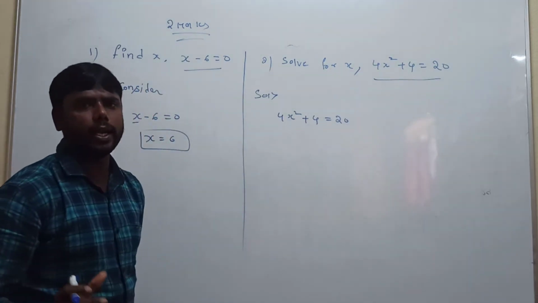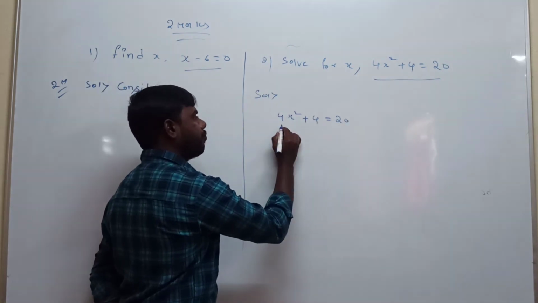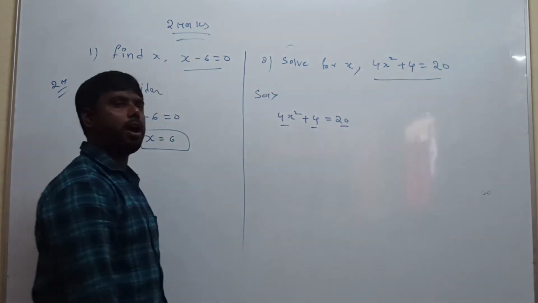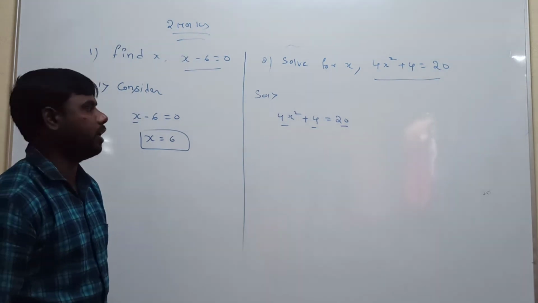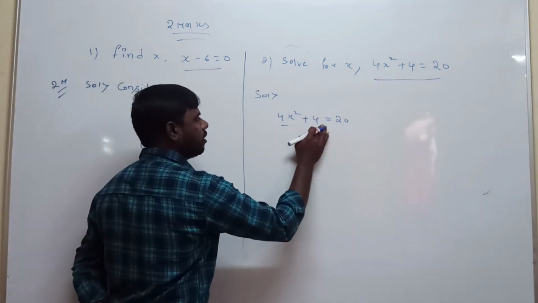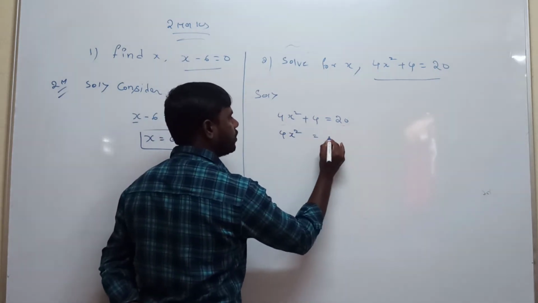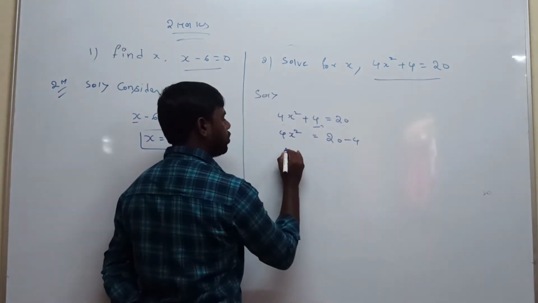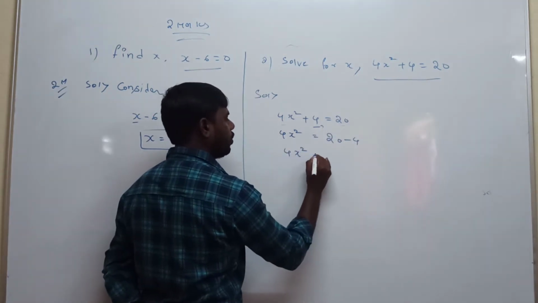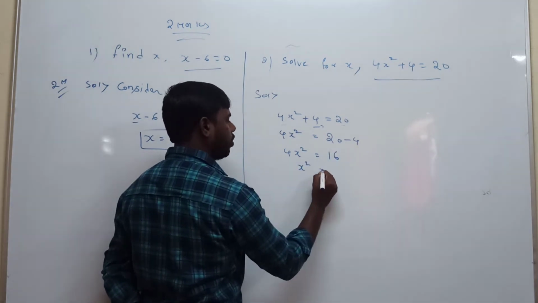Only to calculate the x value. Here 4 and 20 are all constant values. That's why first, take the constant value to one side. Here plus 4, take that side, minus 4. Plus 4x square is equal to 20. Plus 4 take that side, minus 4. So 4x square is equal to 20 minus 4, which is 16. So x square is equal to 4.